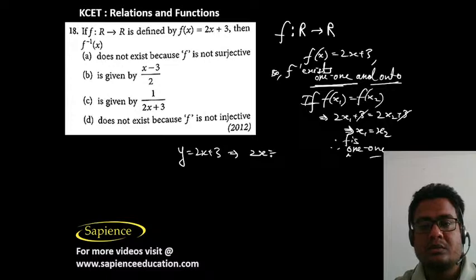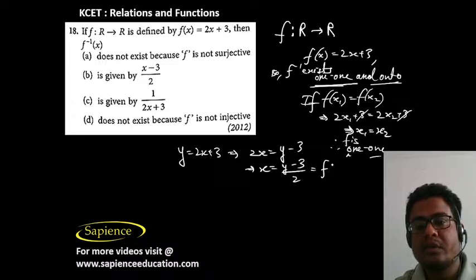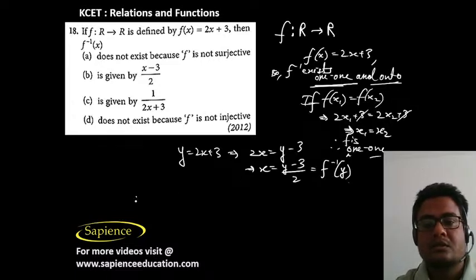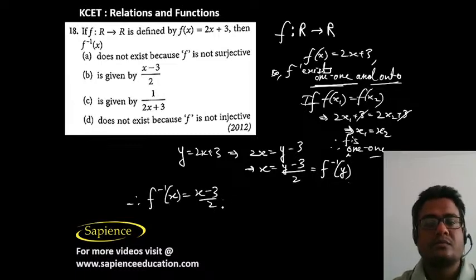If we take y as 2x plus 3, so 2x will be equal to y minus 3, so x will be equal to (y minus 3) by 2, which will be equal to f inverse of y. Therefore f inverse of x will be equal to (x minus 3) by 2. Option B is the correct answer.